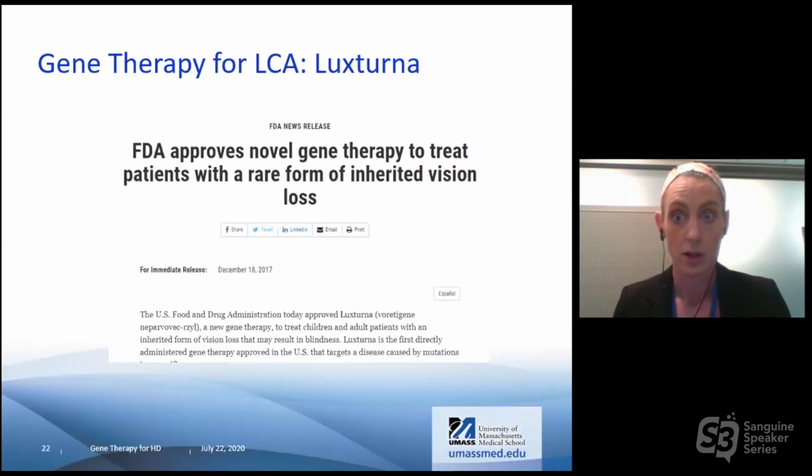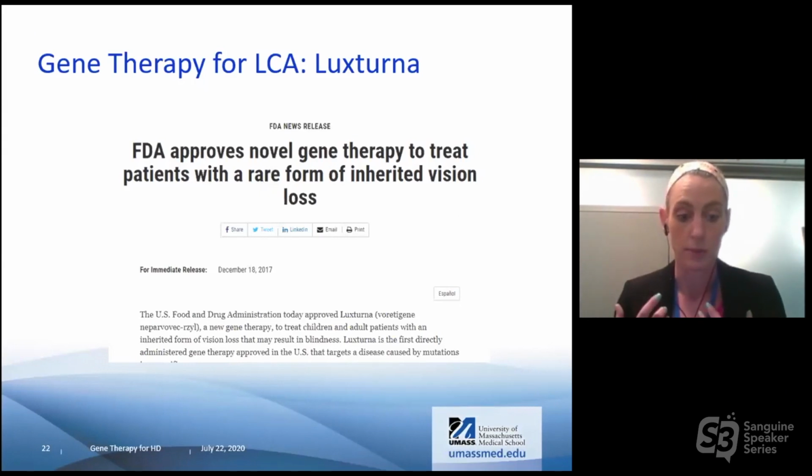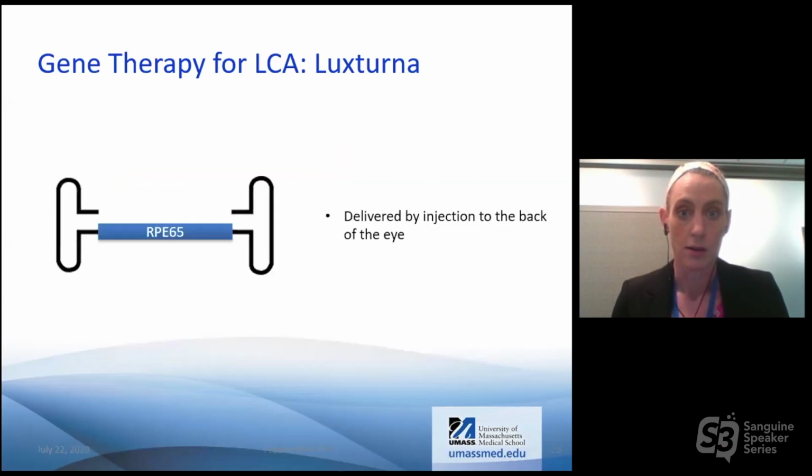All right, another approved gene therapy is Luxturna, which is a gene therapy for the eye. So this is a therapy for a congenital form of blindness that's caused by a loss of the RPE65 gene, and it's delivered by injection into the back of the eye. And there are some similarities here to Huntington's disease in that the injection is very local. And you're really just trying to get the eye.